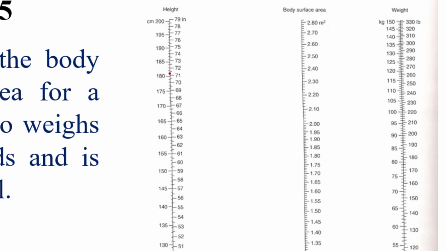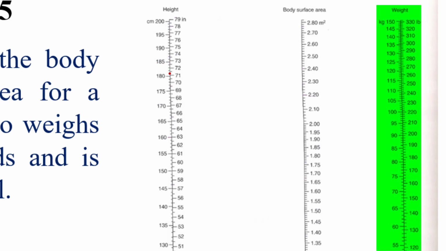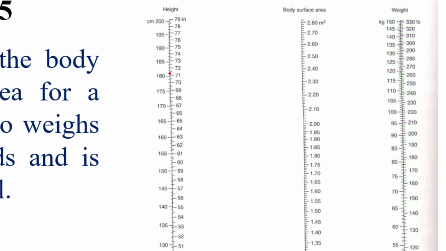And now we go to the weight column, which is the column on the right hand side, and we have the patient's weight to be 170 pounds. So on the weight column, we're also going to look on the right hand side of that column, which is where the pounds units are. And so we look for 170 and then we mark that on the nomogram. We just did that with a dot.